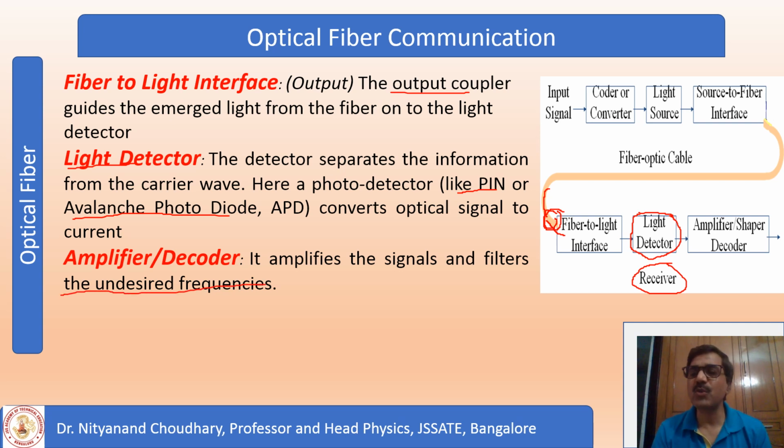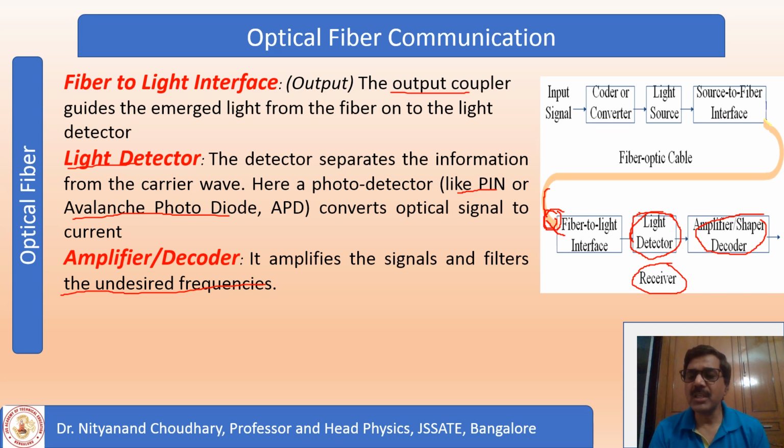So naturally, if the signal is going to travel thousands of kilometers, its intensity will also decrease. So that intensity is increased by using the amplifier. So here you have the amplifier. Using this, your intensity can be increased. So that is your amplifier or decoder, right?